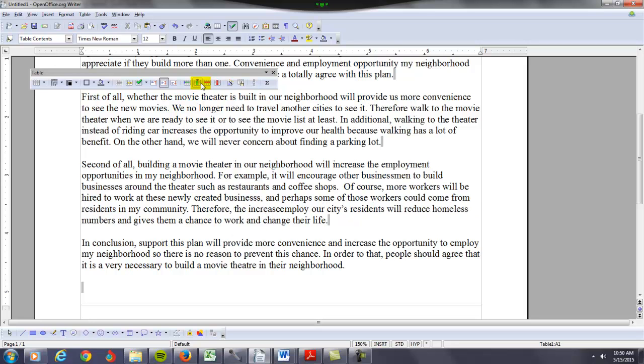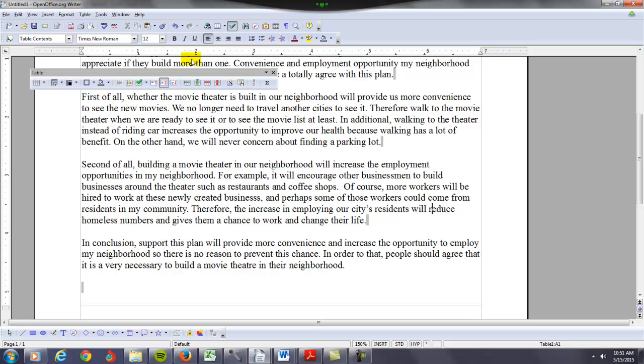The increase in employing our city's residents will reduce homeless numbers. Yeah, here's a problem with your argument though. Why would a new business, a restaurant or a coffee shop, hire a homeless person? There's probably qualified people that could take those jobs. You're assuming that the restaurants and the coffee shops will go for the lowest educated person in the city, which these homeless people may not be. They're homeless for a reason. They're probably not very sociable. They don't get along well with other people. They might be doing drugs or drinking. So I don't know if that works.